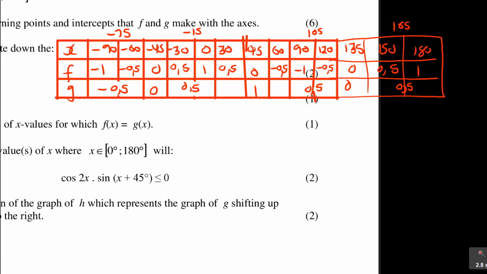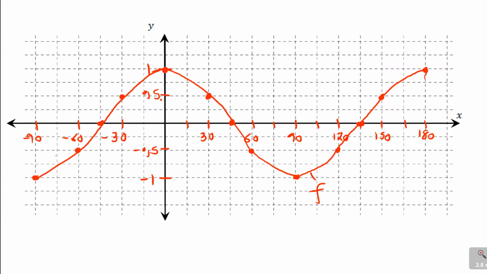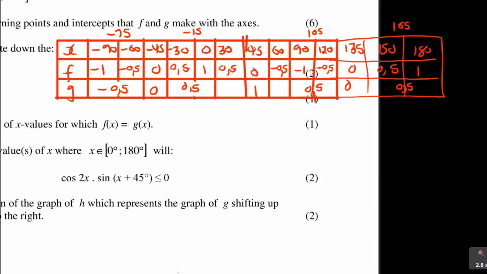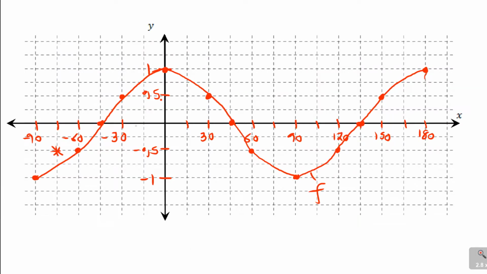Negative 75 is negative 0.5. So you look for negative 75, which is here. Negative 0.5. I'll use a star now. There we go. And then negative 45 is 0. We're now in the second graph. Negative 45 is 0. There is a star there.